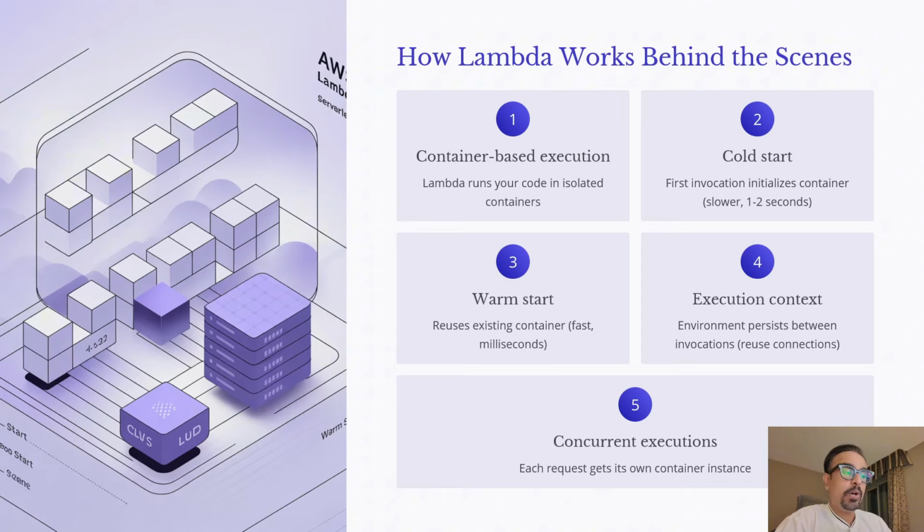This helps improve performance. When multiple requests arrive at once, Lambda automatically creates separate container instances, each handling one request, allowing massive parallel execution without any manual scaling. So in short, AWS Lambda efficiently manages containers behind the scenes so your code always runs fast, secure, and independently of each trigger.